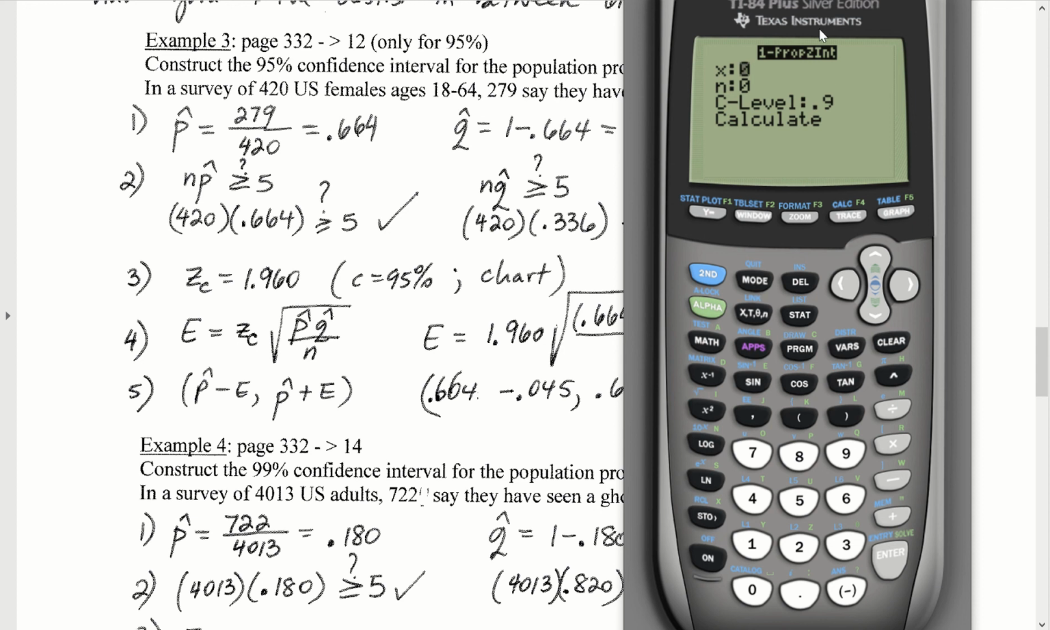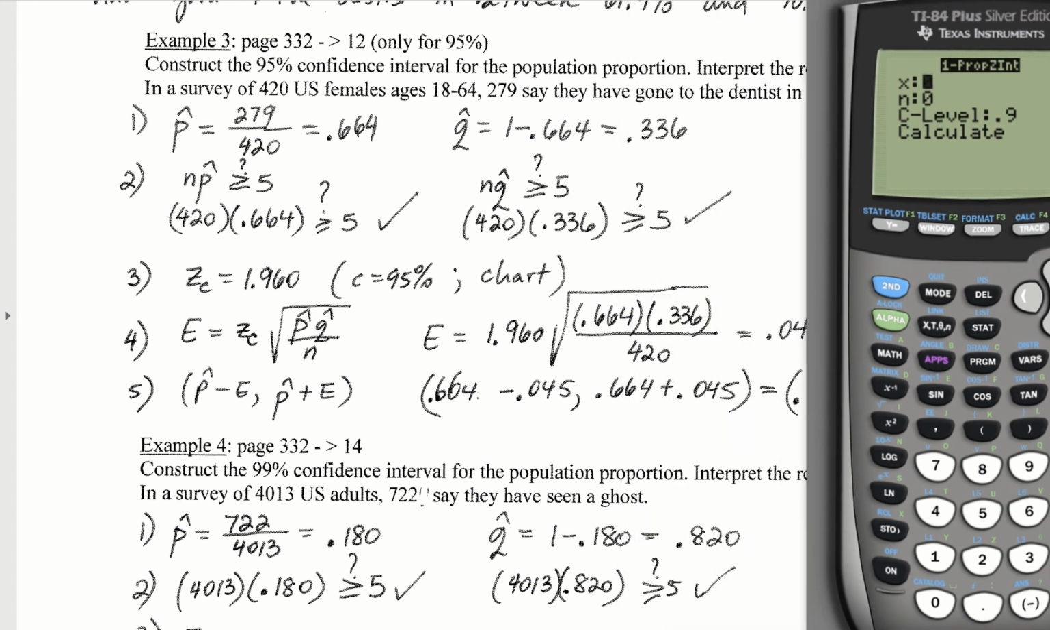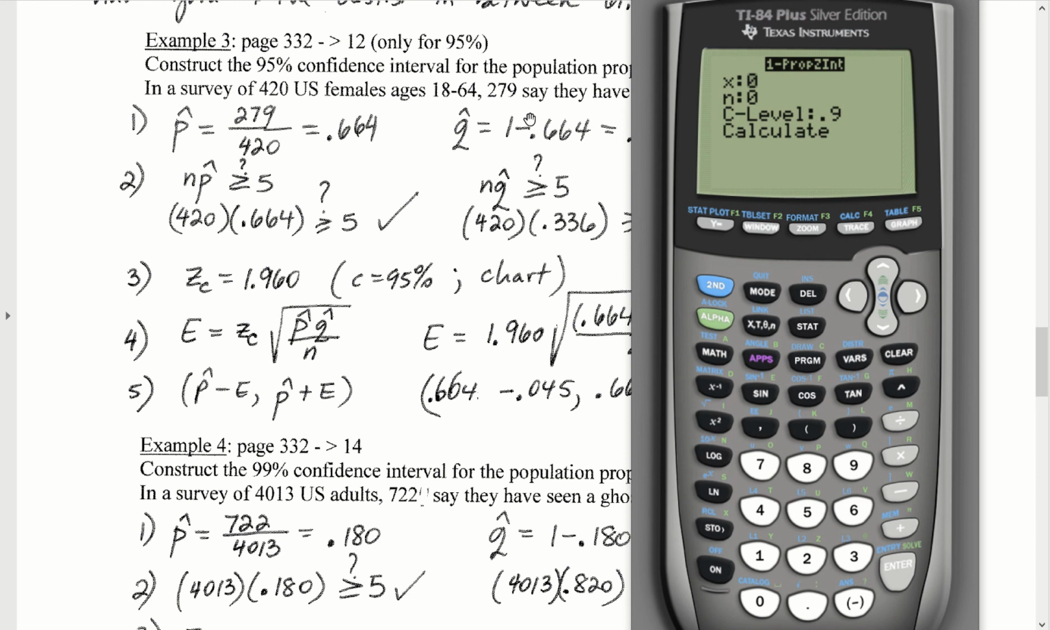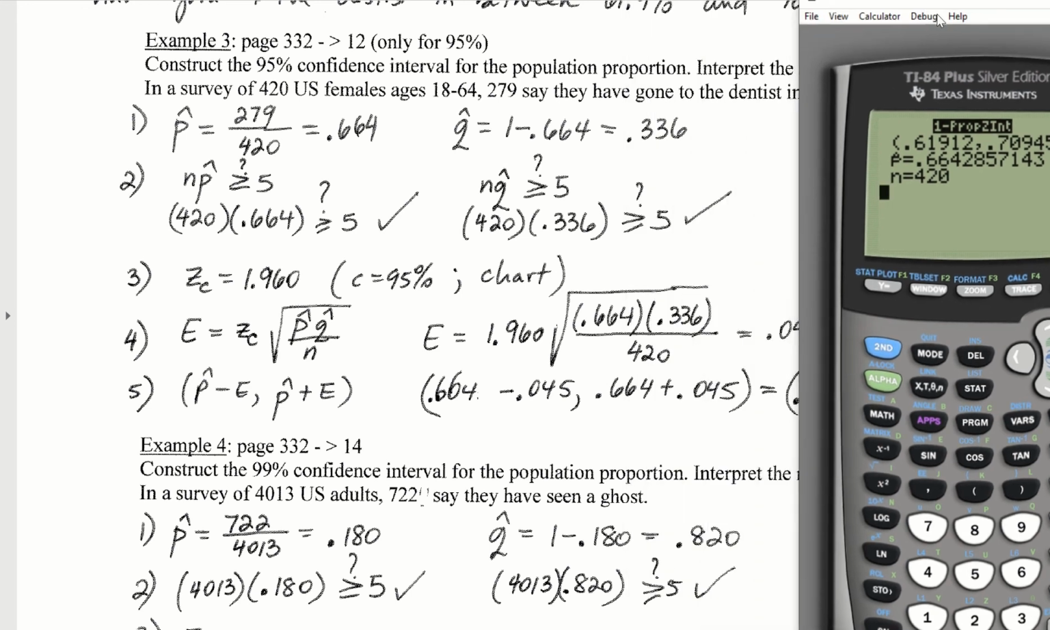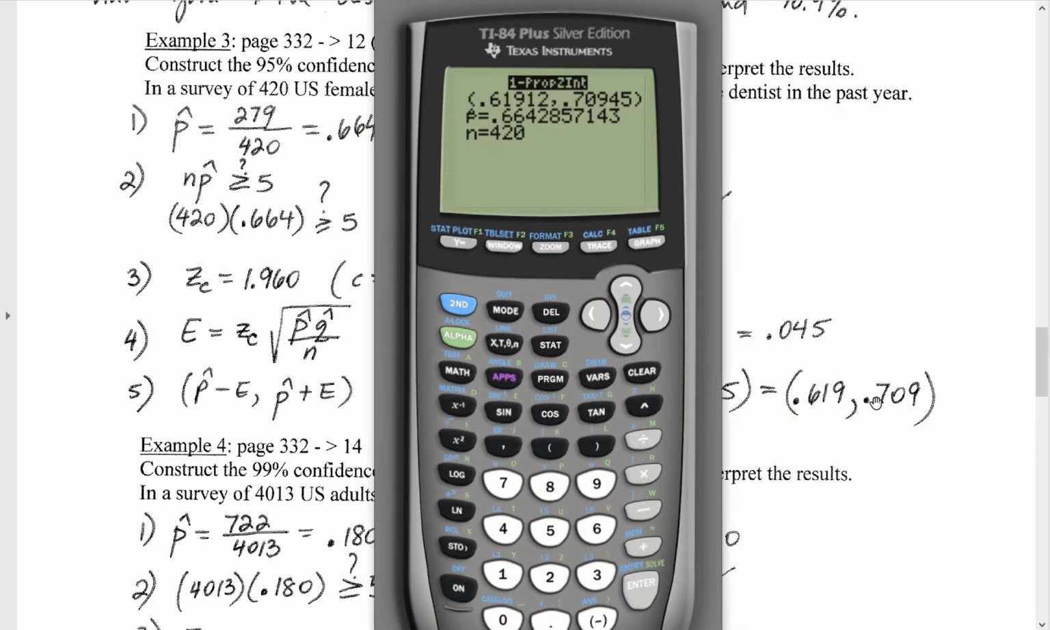This command only needs 3 inputs. The first input is what is your x value? In other words, how many people had the desired quality? That was the 279. They want to know n, which was the sample size. That was 420. And then they also want to know what level of confidence you are using. For this problem, that is 0.95. If we go ahead and hit enter, it checks out with what we had gotten when we did it by hand. The confidence interval should be 0.619 to 0.709.